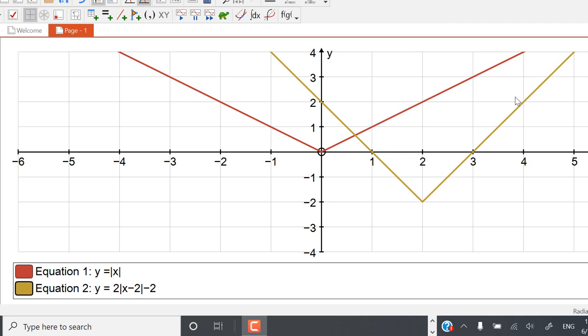Hello, in this video we're going to learn about transforming absolute values. If you want, you can go back to the transformation that I did on parabolas or the x squared in several sections ago. I think it was 3.2-ish. Okay, so first we're going to look at the red equation, equation 1. It just says y equals the absolute value of x.